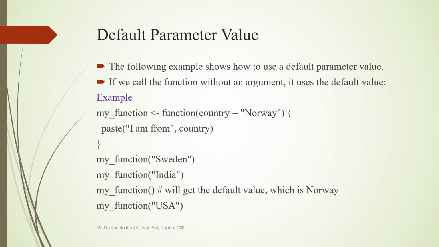Now let us understand the default parameter value. Suppose when we are creating a function, within the function definition we pass a default parameter value, as I have shown you in the example. Here the parameter is country and the parameter value is Norway. When you call a function, if you don't give the argument value, then it will take the default parameter value.